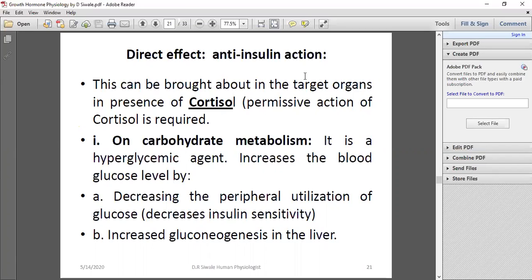We know that insulin causes hypoglycemia. So growth hormone will cause hyperglycemia. We know that insulin causes lipogenesis, storage of fats. So growth hormone will break down the fats. So it's a very good hormone. It breaks down fats.